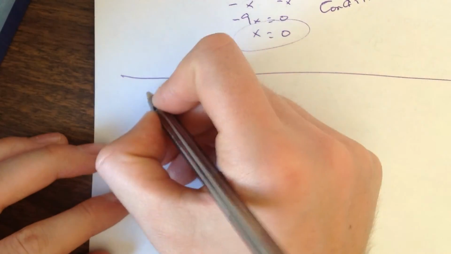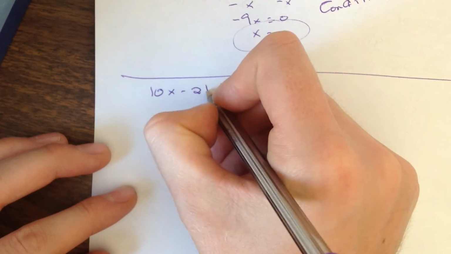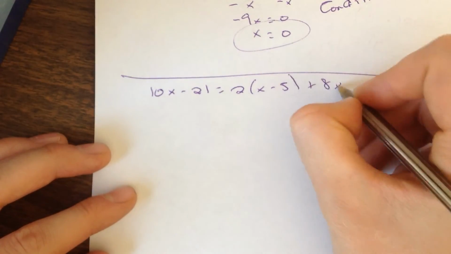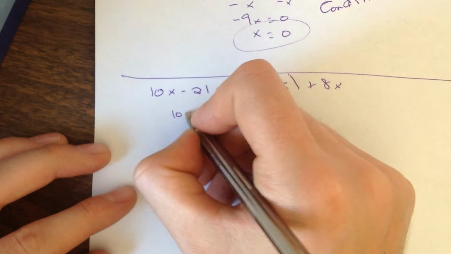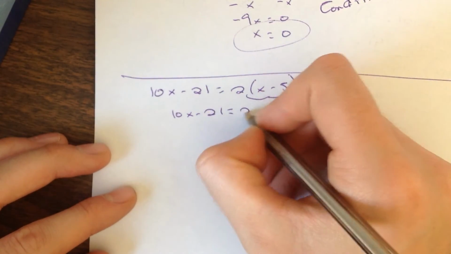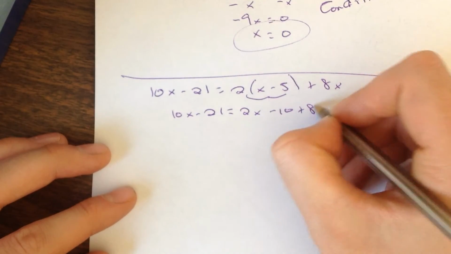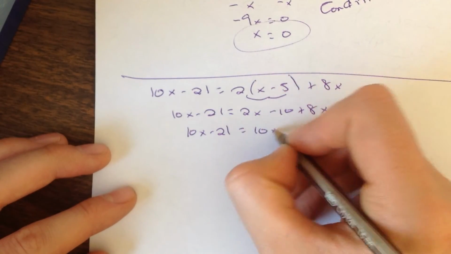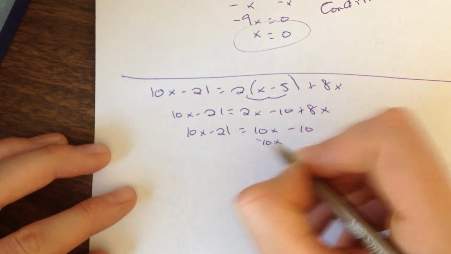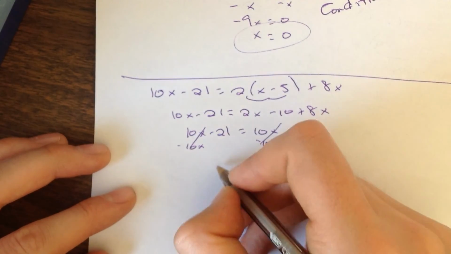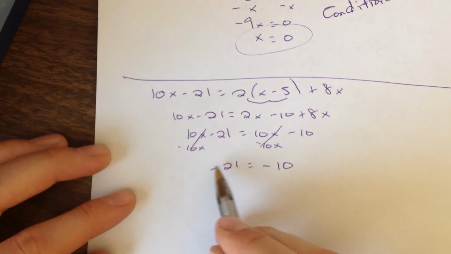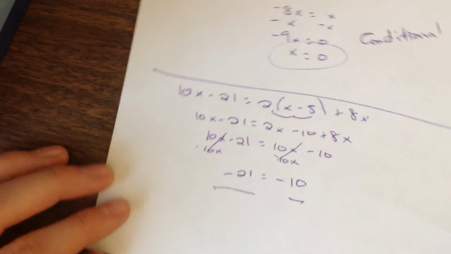Let's say I have 10x minus 21 equals 2x minus 5 plus 8x. To solve for x, we distribute, combine like terms, subtract 10x to both sides. Hey, x's cancel on both sides. But what this leaves me with, not a true statement this time.